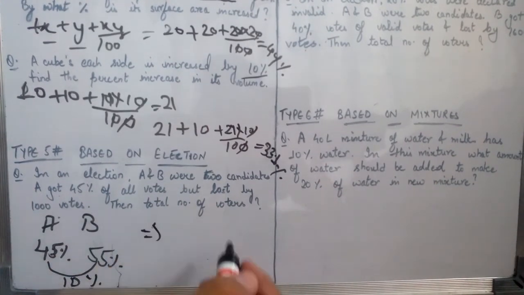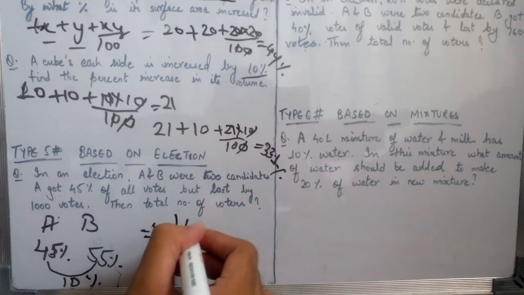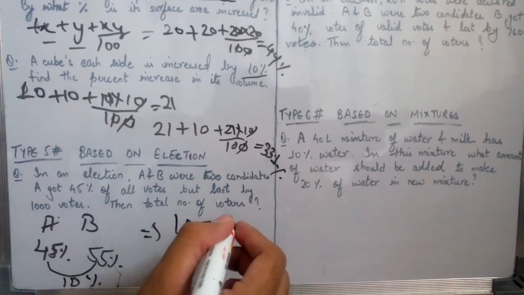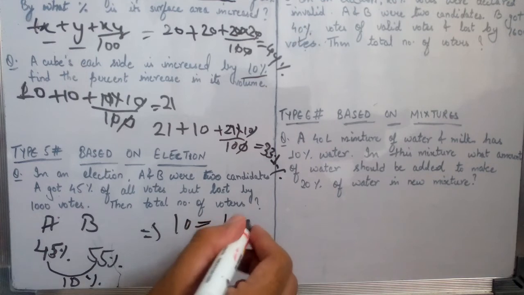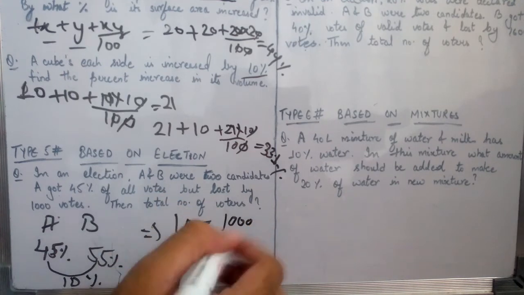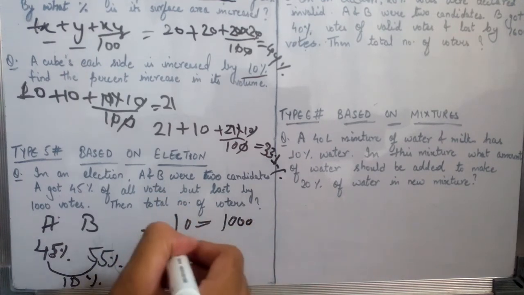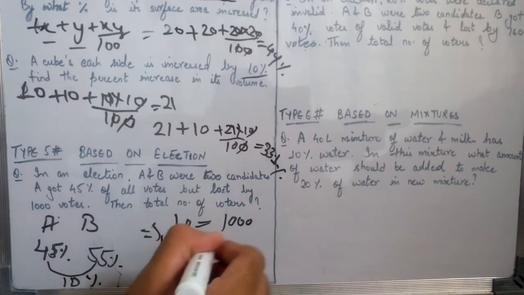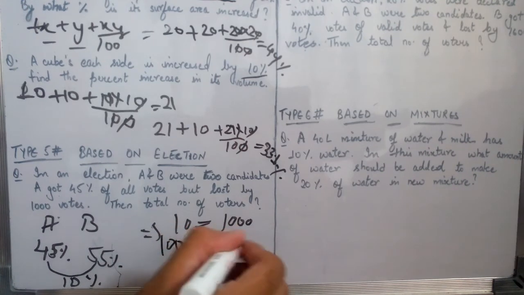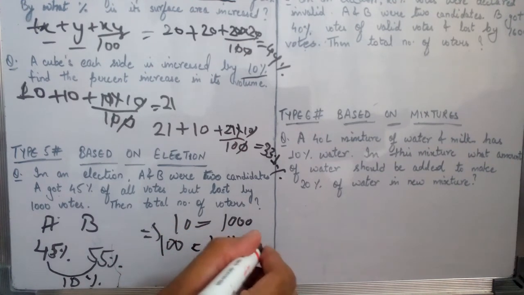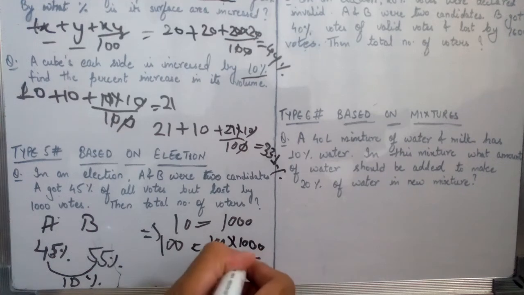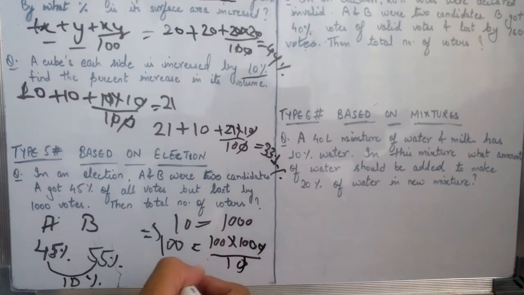So 10% is equal to 1000 votes. The total number of voters is 100%, so 100 into 1000 upon 10. The total number of voters would be 10,000. So simple.